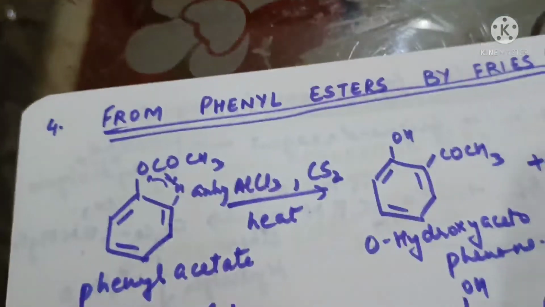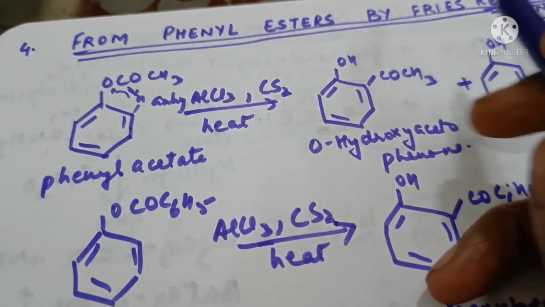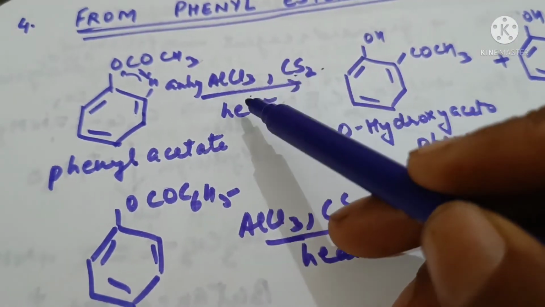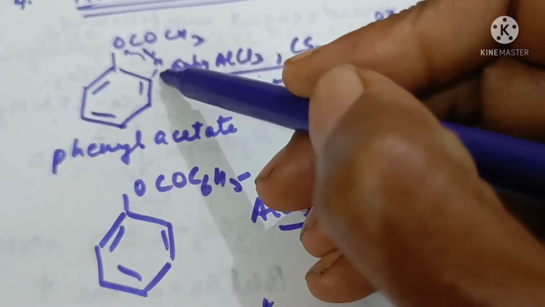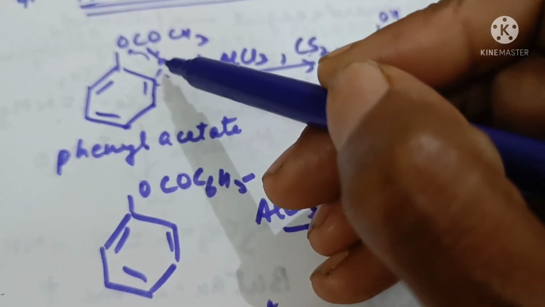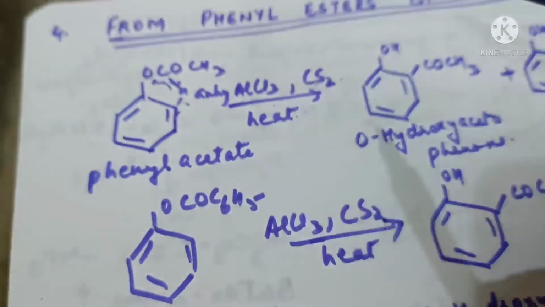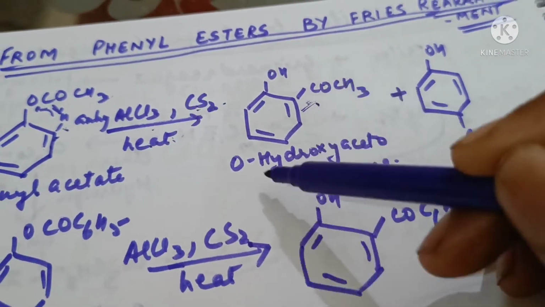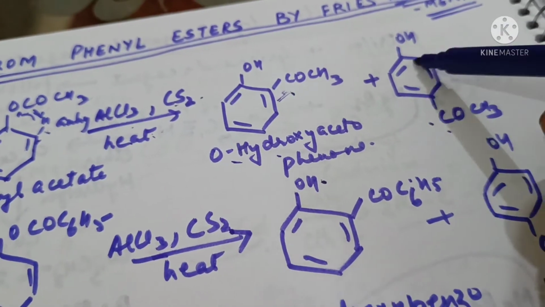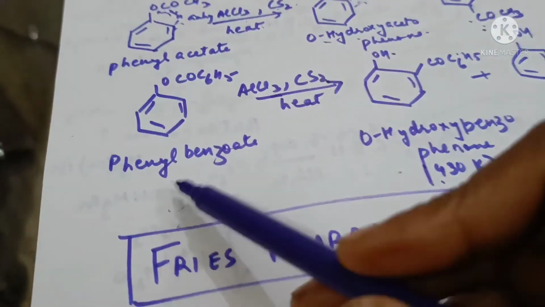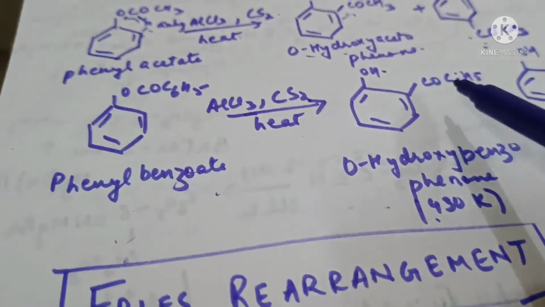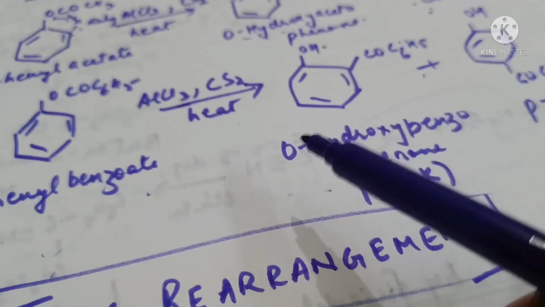Next method is from phenyl esters by Fries rearrangement. So when phenyl esters are reacted with anhydrous aluminum chloride in carbon disulfide and heated, the hydrogen of ortho position will come here, and the COCH3 group gets rearranged to the ortho position. So we get ortho hydroxyacetophenone. Same happens at para position, we also get para hydroxyacetophenone. Similarly, phenyl benzoate reacted with aluminum chloride in presence of carbon disulfide and heated will form ortho and para hydroxybenzophenones.